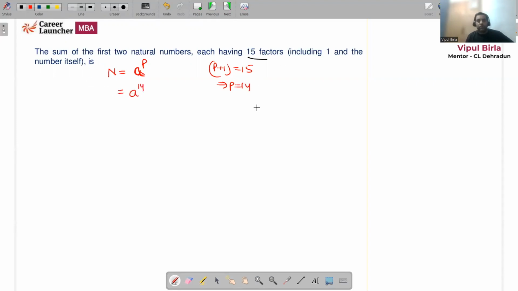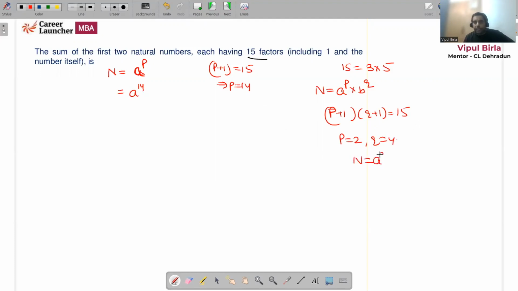The other possibility, if we break 15 as 3 into 5, is that the number will be made up of two different prime numbers, a and b, which implies the number of factors will be p plus 1 into q plus 1, that is equal to 15, which gives me p as 2 and q as 4. So the number will be of the type a square into b to the power 4.